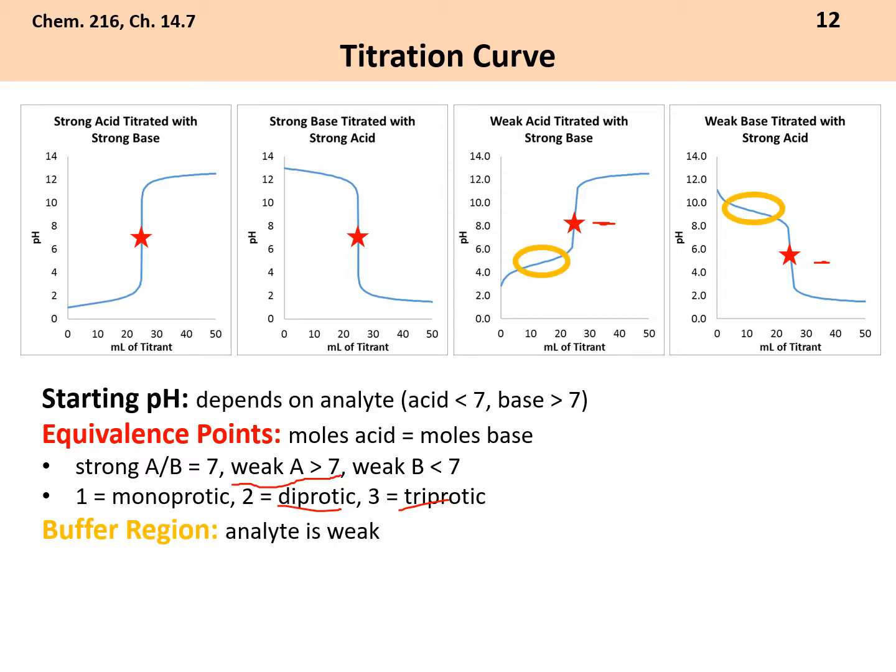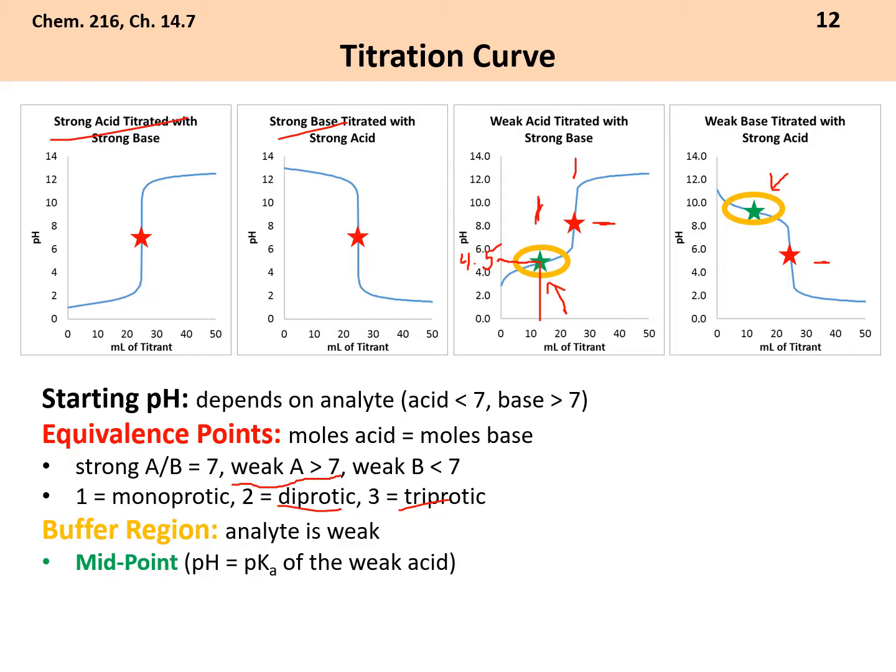All right, we have the buffer region if my analyte, what I start with, is weak. So for instance, a weak acid or a weak base, we start off with this buffer region. We don't see this for the strong acid and strong base. Right in the middle of that is the midpoint, that's halfway. This is at 25 mL, so this is at 12.5 mL. In this case, my weak acid will have a pH around 4.5 to 5. I need to look at the actual data.